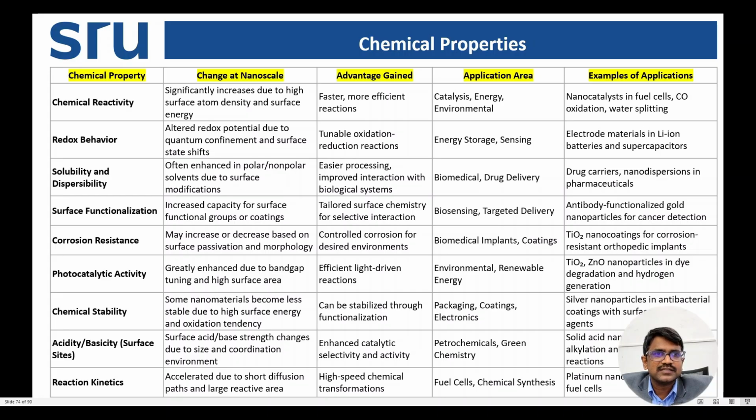Then surface functionalization. What is the advantage of functionalization? By doing functionalization, we can add different molecules to the surface of the nanoparticle, so that it can effectively interact with the surroundings based on the requirement and purpose. The change at nanoscale is increased capacity for surface functional groups or coatings, so we can increase the surface energy and the capacity.